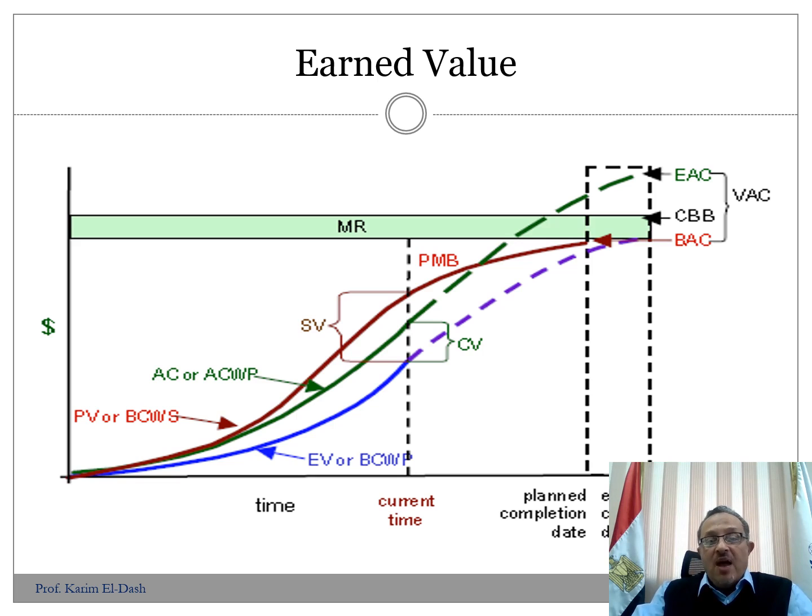We have an MR area that's shaded in green, the management reserve. Usually the management reserve is not included in the S-curve. This is a contingency that we have to consider with the authority of the top management in the project. So that's another contingency to be considered out of the S-curve that we have.